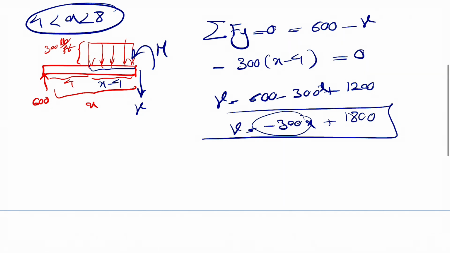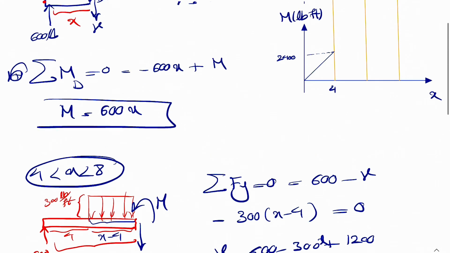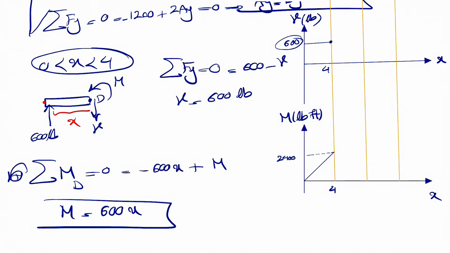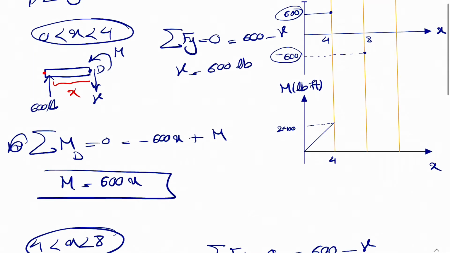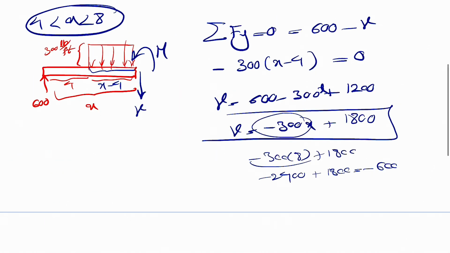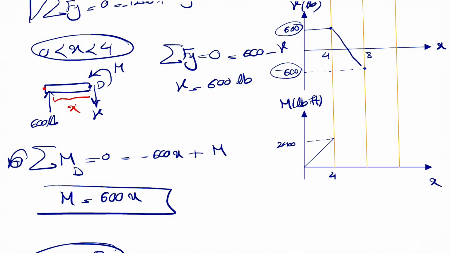And if we want to find the ending point, we know our ending point for X is 8. So we're just going to put 8 in here. So minus 300 times 8 plus 1800. So that's going to be minus 2400 plus 1800. That's going to be minus 600. So we're expecting to go somewhere in here when X is equal to 8, which is minus 600. So we still have a linear curve because the function that we have is a linear function, and because of that negative slope, we're going to go in this direction.